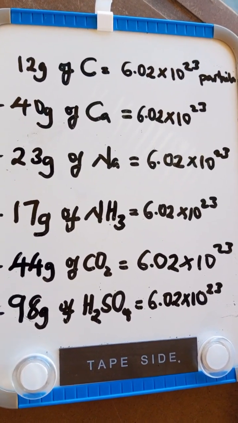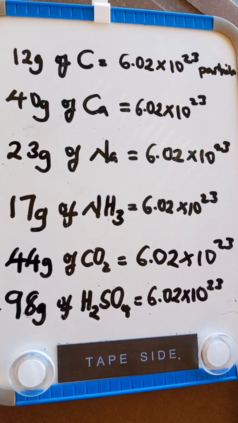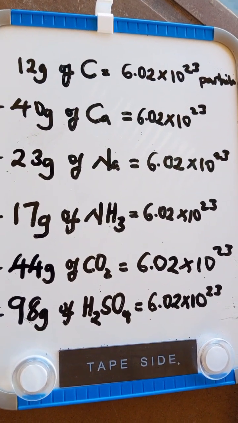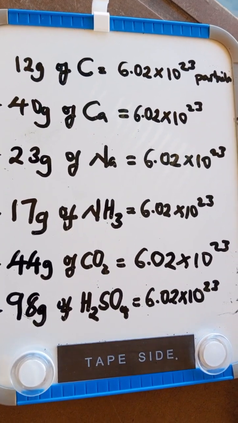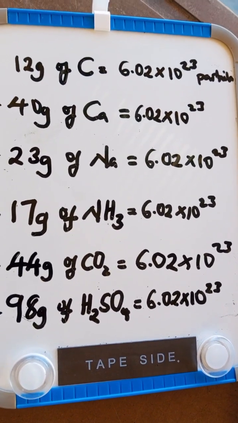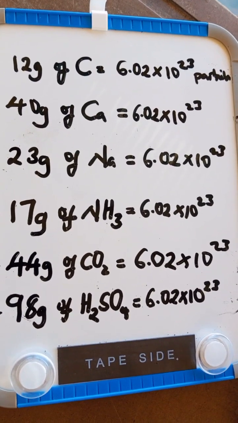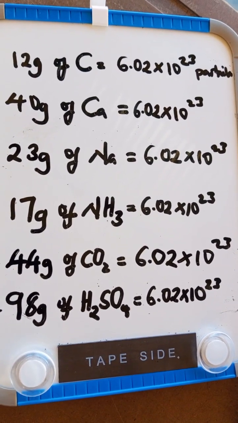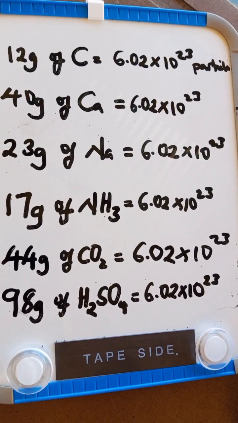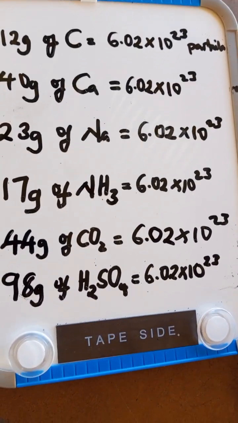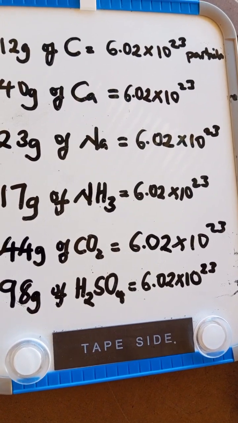Look at ammonia, 17 grams. So when you find the molar mass of ammonia, some people refer to it as relative molecular mass of ammonia, you realize that it's 17. So 17 grams of ammonia will give you that number. 44 grams of carbon dioxide will give you that number. 98 grams of sulfuric acid will give you that number.